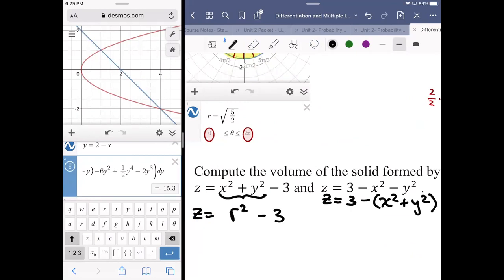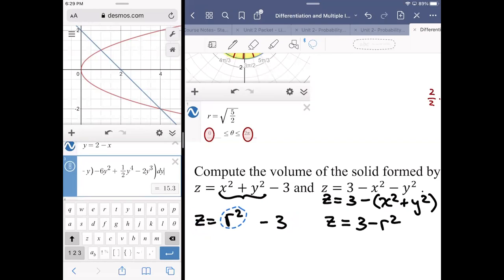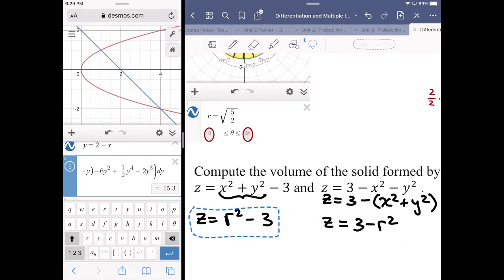And you have z equals 3 minus x squared plus y squared. So z is equal to 3 minus r squared, right? Now, both of these are the equations of parabolas. And in fact, any function that takes this form is going to be a paraboloid, right? So now, once we pare it down to a function of a single variable, that makes life a lot easier, because then we can rely on our knowledge of parabolas.